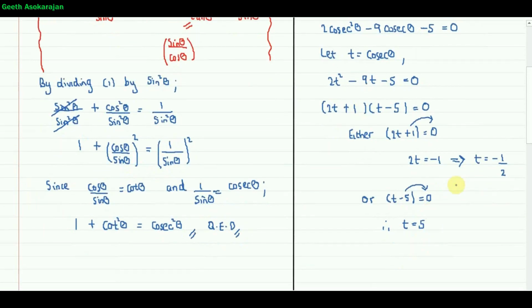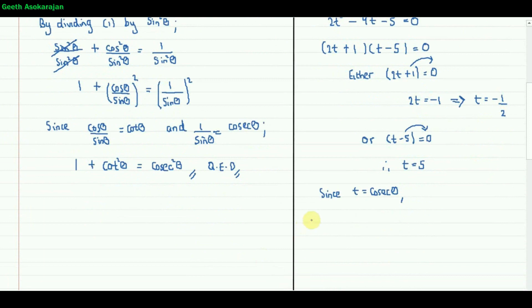So here are the values of t. Let's put these values into the substitution for t. So since t is equal to cosec theta, let's firstly see what happens when t is minus half. When t is equal to minus half, when I replace into this substitution, we'll have cosec theta equal to the t value being minus half.